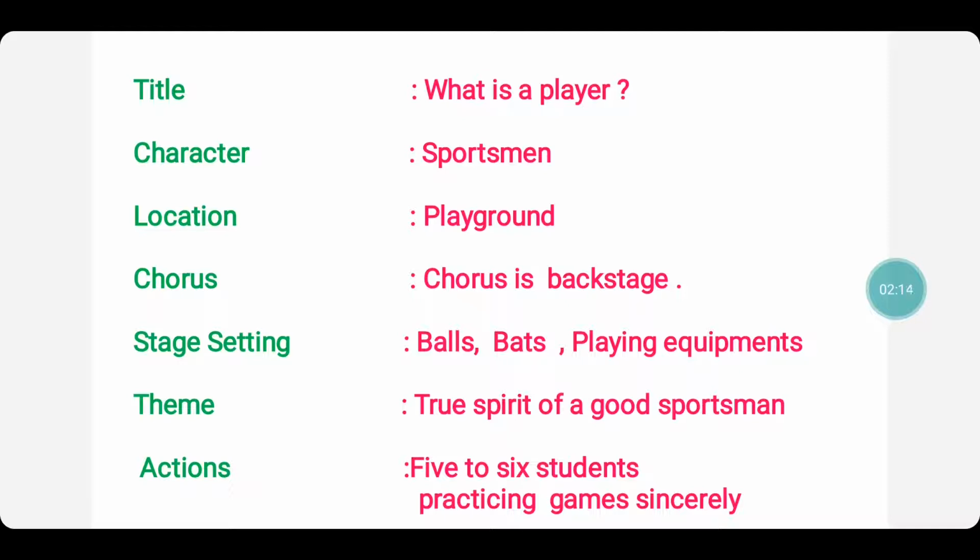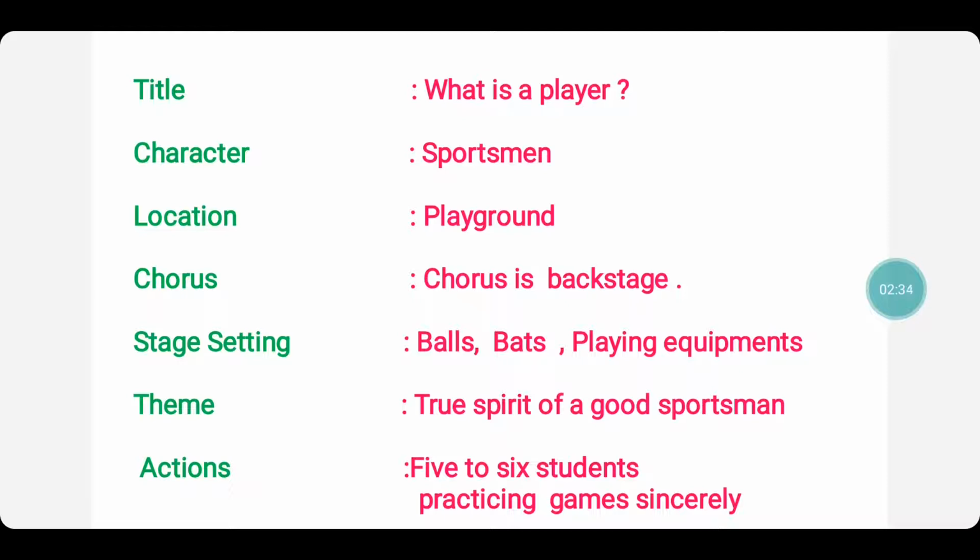Stage setting. So in order to get the resemblance of a playground, what are all the props that we are going to use? Some balls, bats, playing equipment of different games and sports. Theme. The theme of the entire poem is the true spirit of a good sportsman.